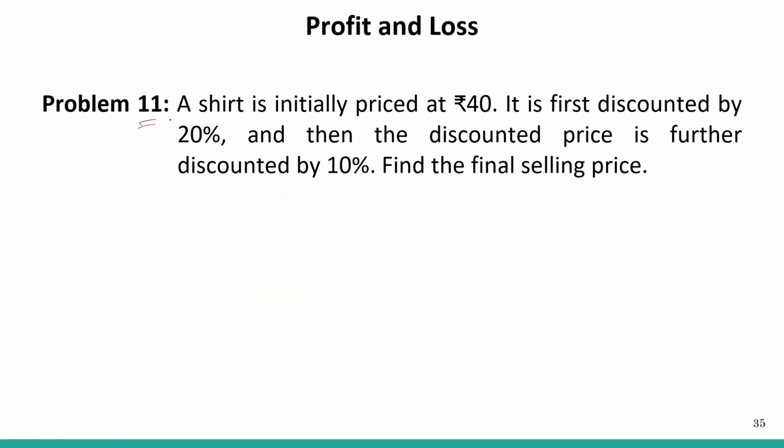So let's see problem number 11. A shirt is initially priced at 40 rupees. Okay. It is first discounted by 20% and then discounted price is further discounted by 10%. Then find the final selling price. Okay. So CP is equal to 40 rupees, right? So after discount, so after D1, what will be the price?